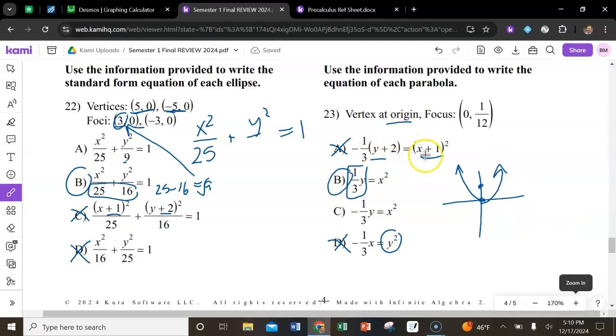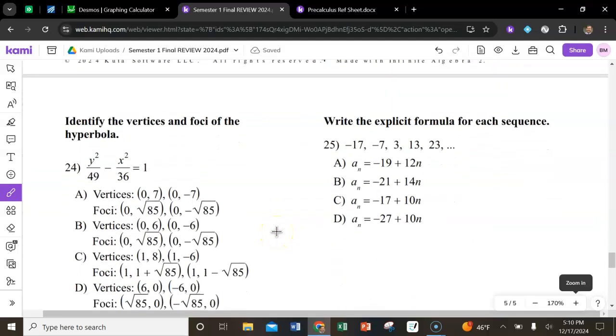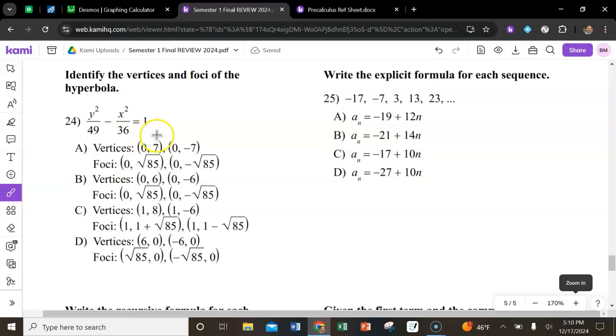You've got some information there on your reference sheet as well that you could use to get that additionally if you want to do it that way. 24, if you just graph this, you should be able to see the vertices are at 0, 7, and -7. So that is the correct answer there. The explicit formula on 25, my suggestion would be if you plug in 1 for n, you should get the first term. So your question should be, which one of these, if I plug in 1 for n, is going to give me -17? And that is D.